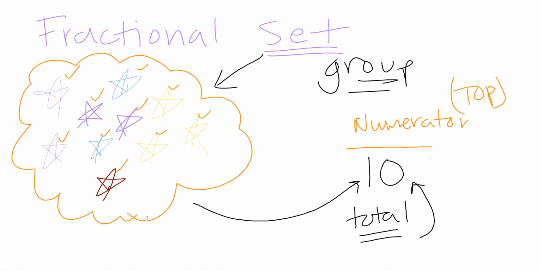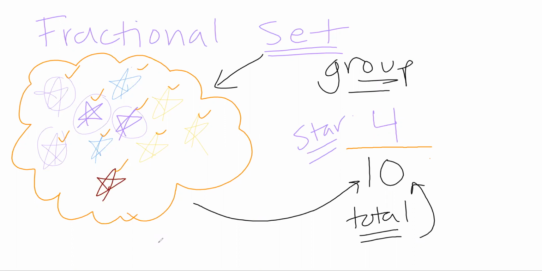Then someone might ask, what is the fraction of, let's do purple stars in this case. So what we're going to do is just look at the purple stars. We have 1, 2, 3, 4. And that's what we read as our numerator. Our numerator is what's the thing that we have. There's a total of 10 stars, and 4 of them are purple stars. So when someone asks, what's the fraction of purple stars from this set? Well, it's 4 out of 10.